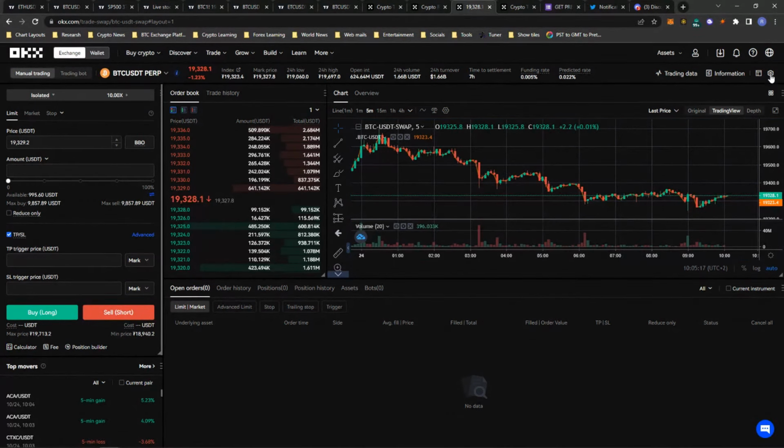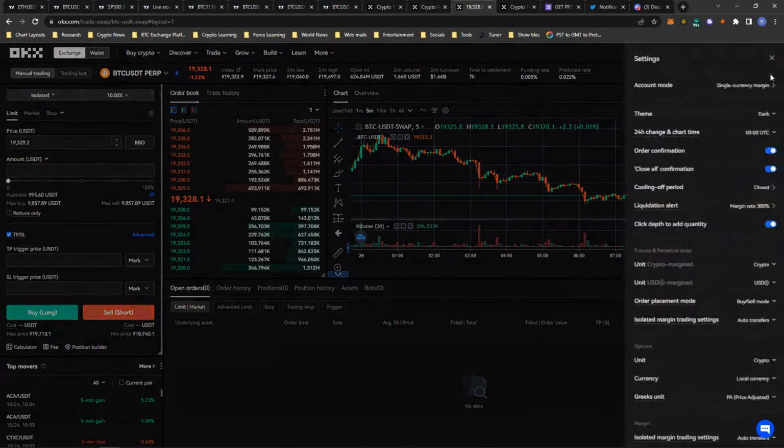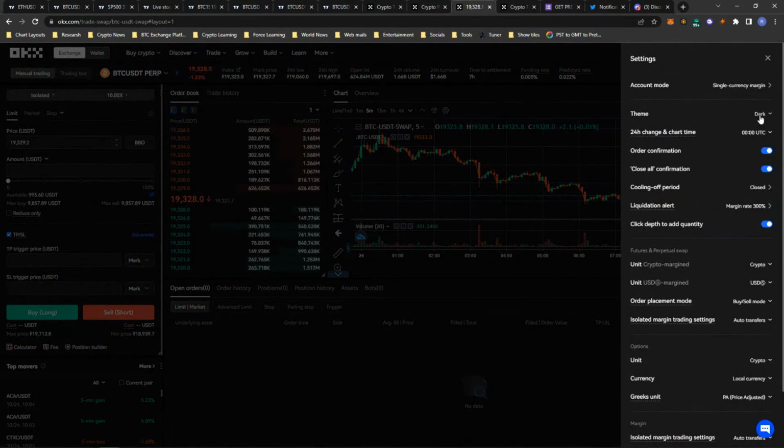Something else to take note of, if I head over to the little gear button, I can flip between dark or light mode. I trade through the night, so the dark mode is the more comfortable layout for me. And I can even set when I want my candle close to be. Now, a lot of us trade using candle closes, so this is a nifty tool to set that.